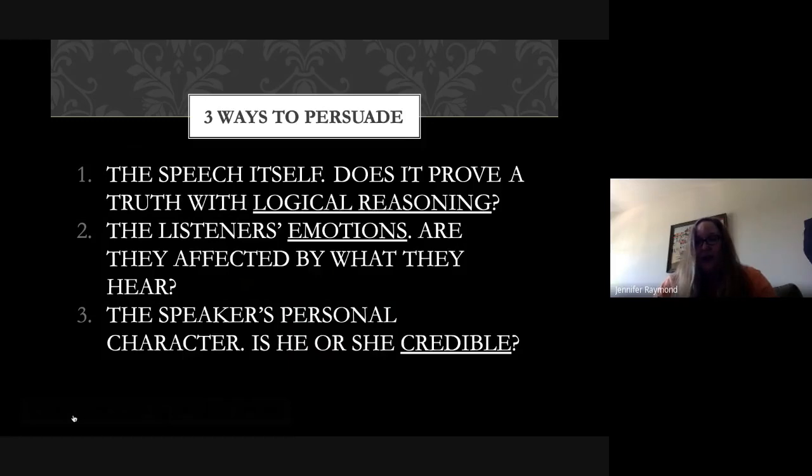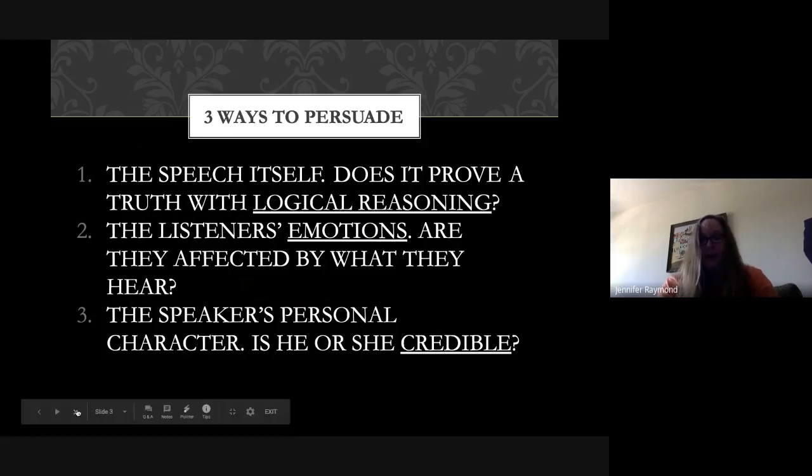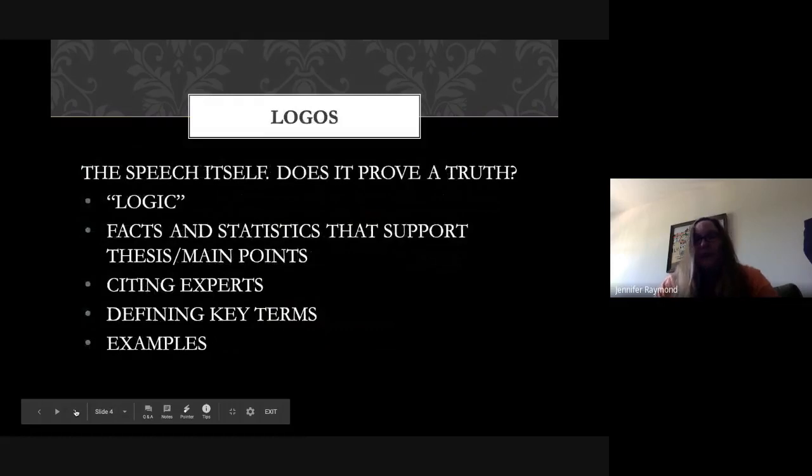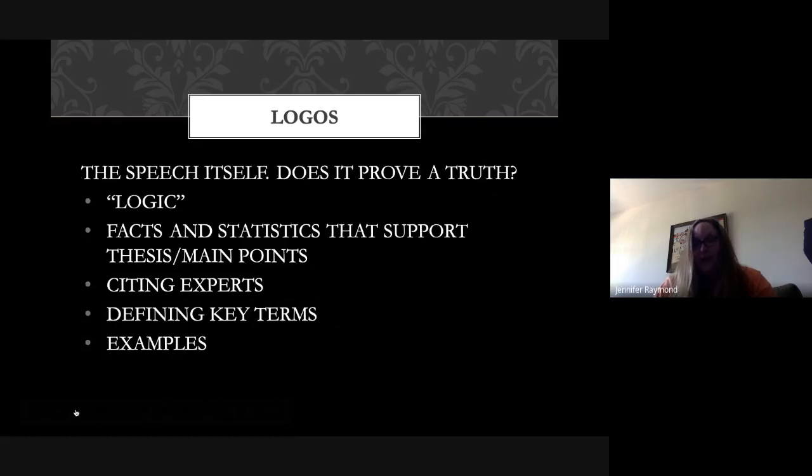Secondly, is by tapping into your audience's emotions. Are they affected by what they hear? Because if you care about something, you're more likely to be persuaded by it. And then lastly is the speaker's personal character. Is the person giving the speech credible? Do we believe them? Do we trust them? So we've got the speech, the listener, and the speaker are all important components of persuasion. So we're going to use the Greek terms and learn them and then learn what they are in English.